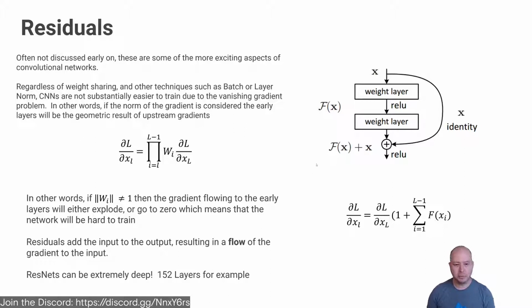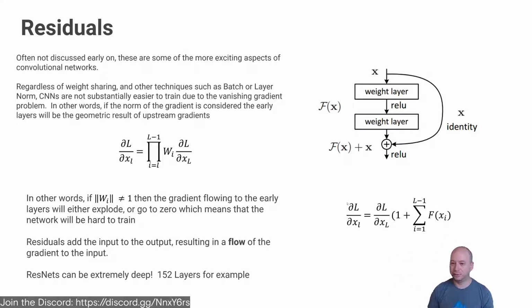Then this idea came around, residuals, or ResNets for short. And what's done here is kind of unintuitive in a way. You have a layer, a convolutional neural network layer or whatever. It doesn't really matter what it is. You then apply the nonlinearity past that layer, then pass it to another layer and output it. And then to that output, you add the input value from that previous weight layer.